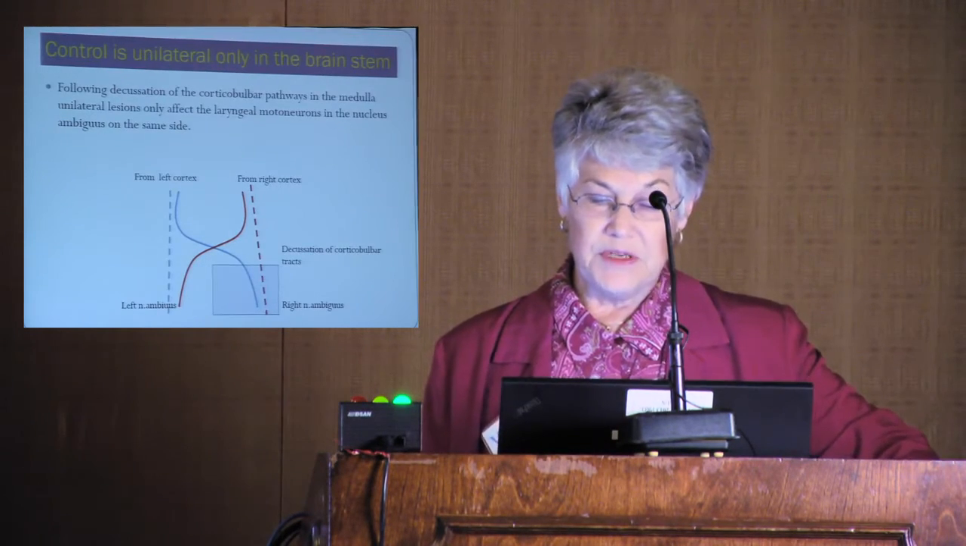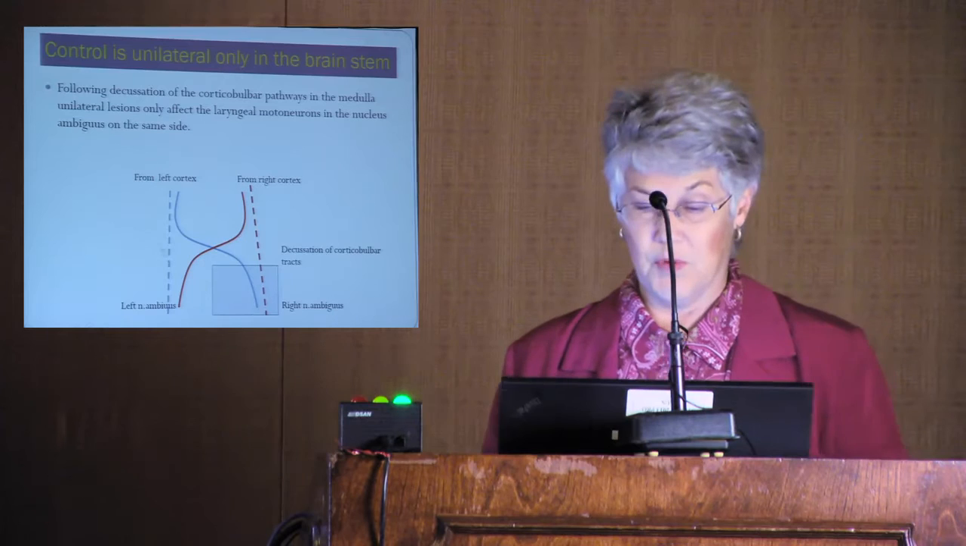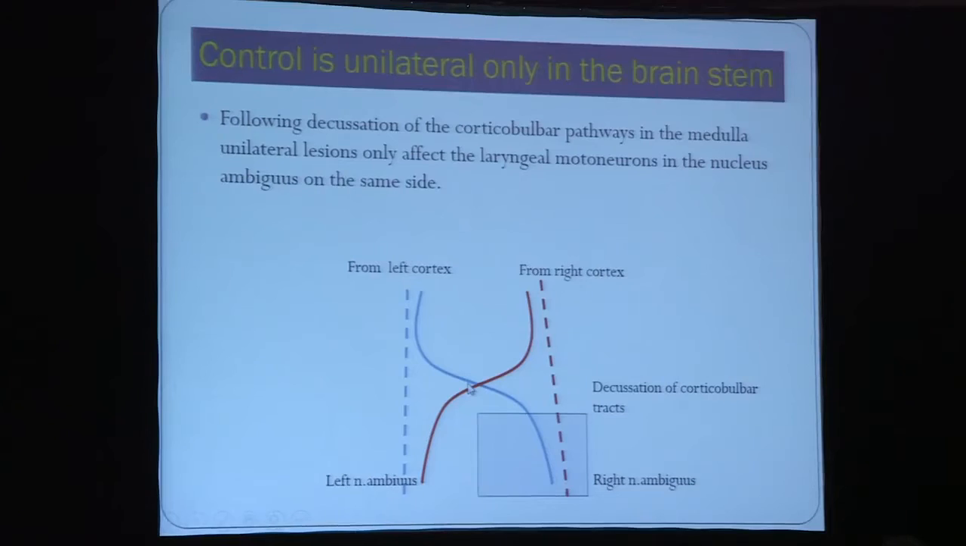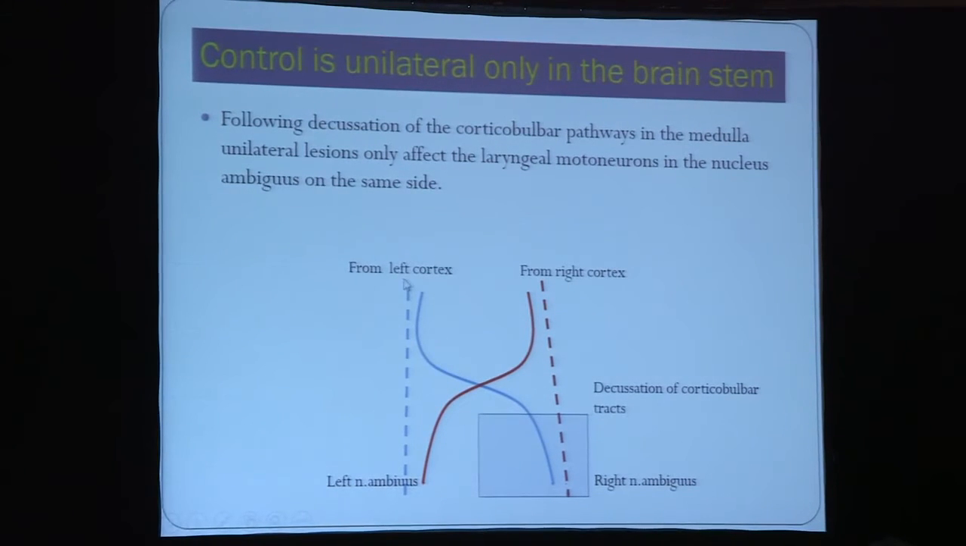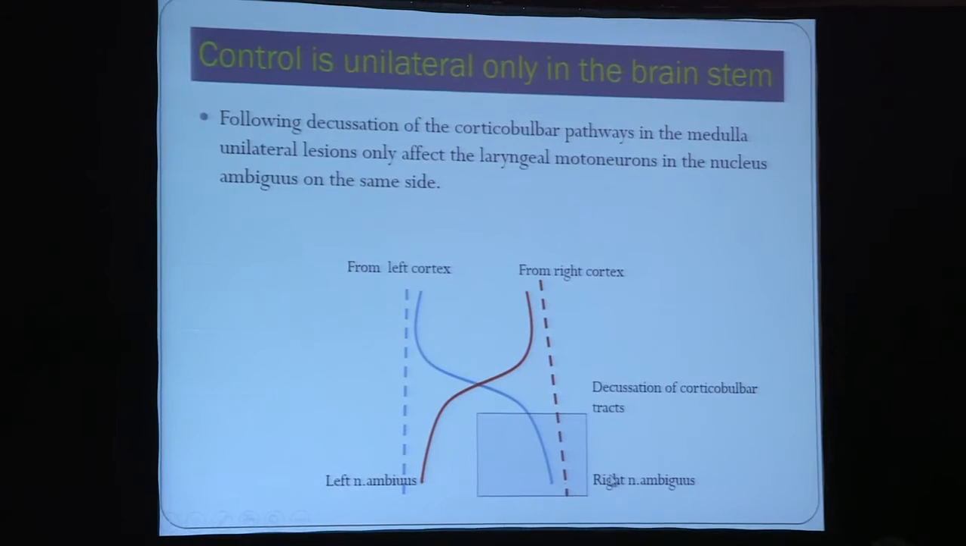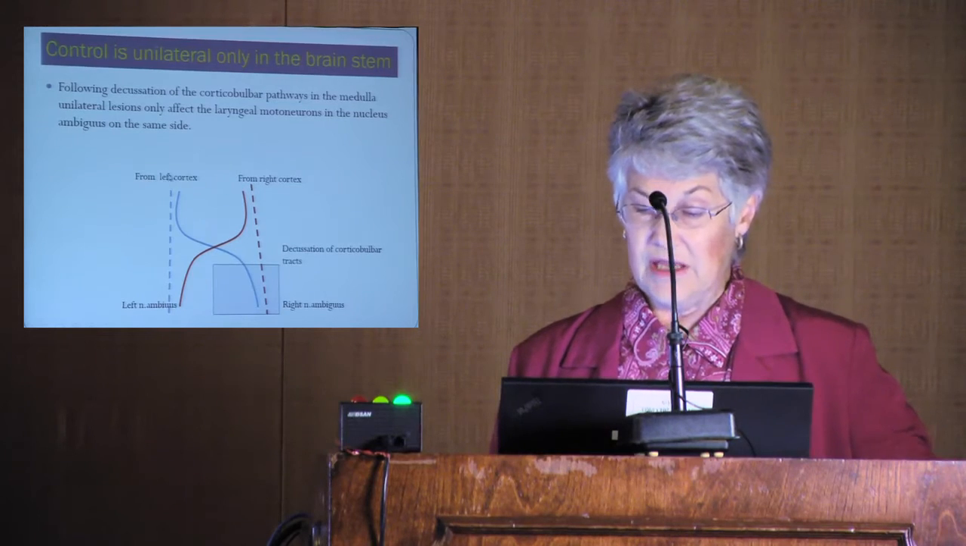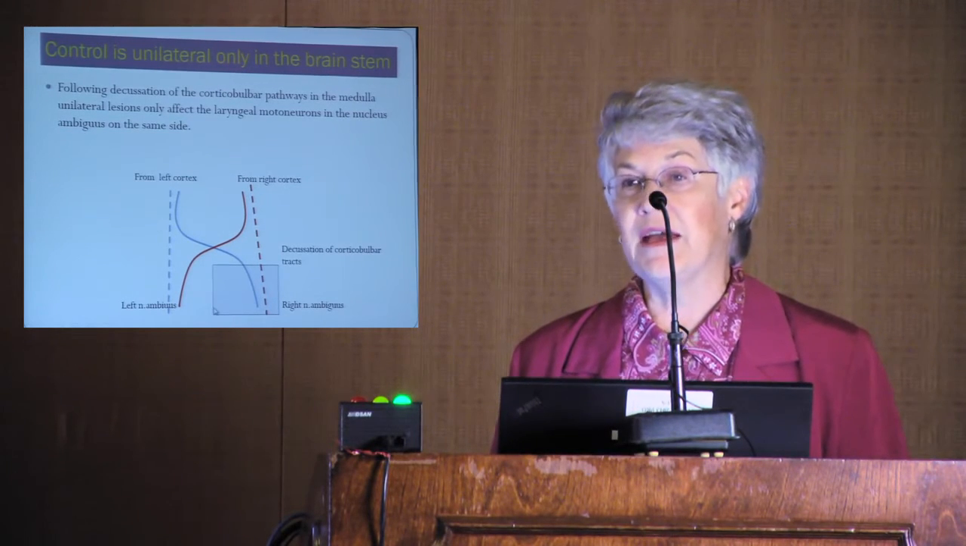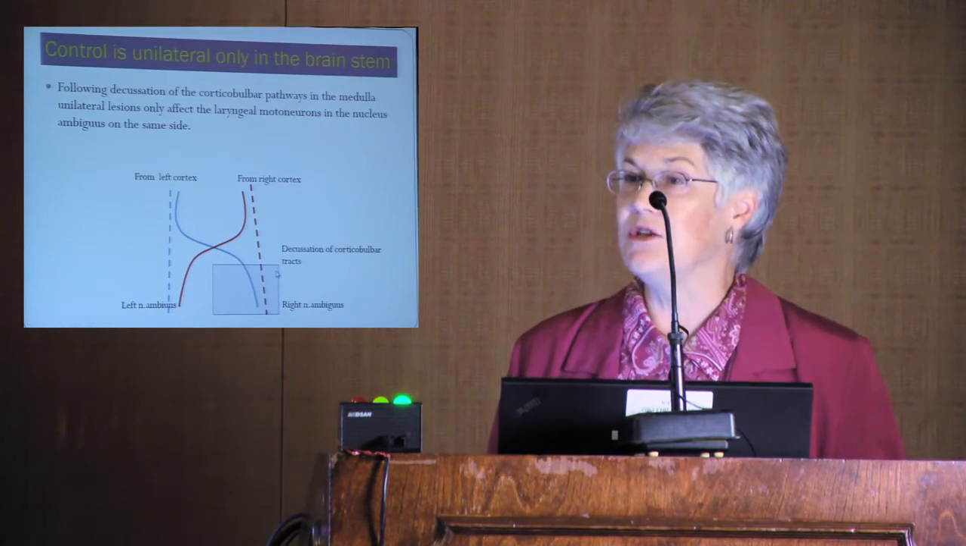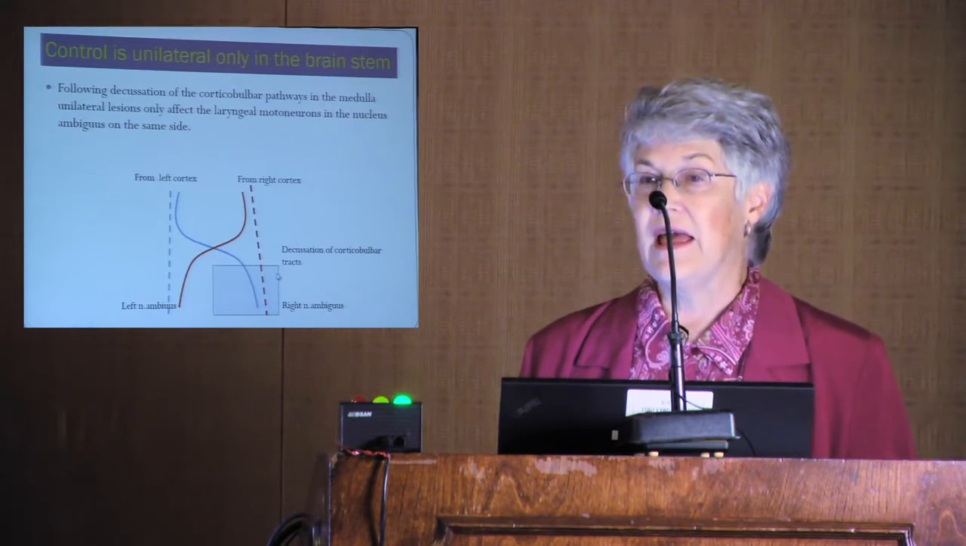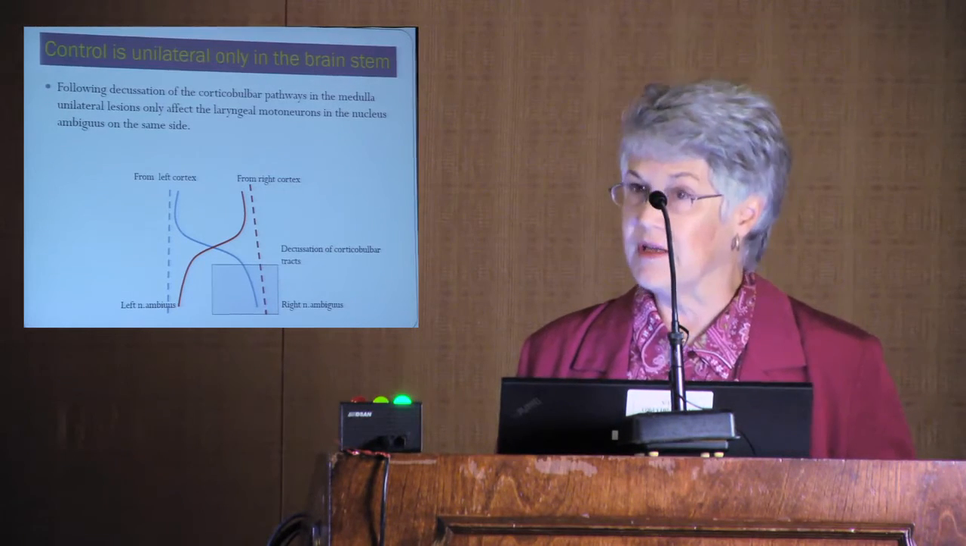However, we must remember decussation, that is the crossover point, the same as happens for the limbs. So the right cortex input will go down to the left nucleus ambiguus, and the left cortex input will go down to the right nucleus ambiguus. However, we also have ipsilateral pathways that go left to left and right to right. It's only if I have a lesion below that decussation point that I will get a unilateral vocal fold paralysis, and that's only in the medulla, in the brainstem.